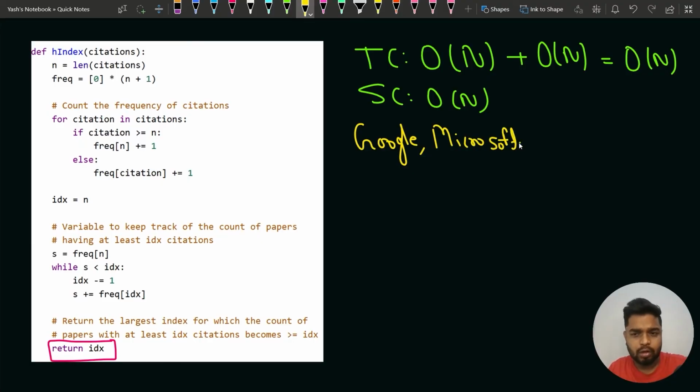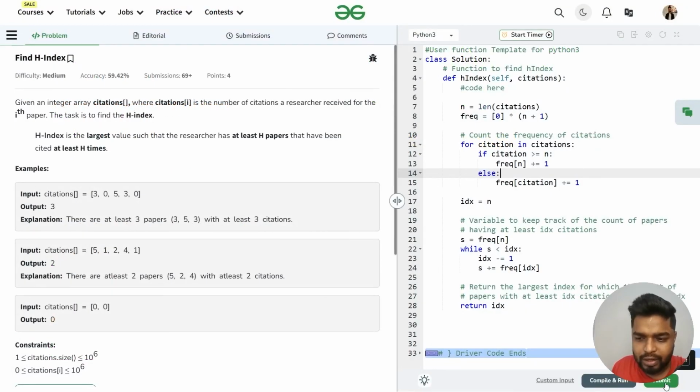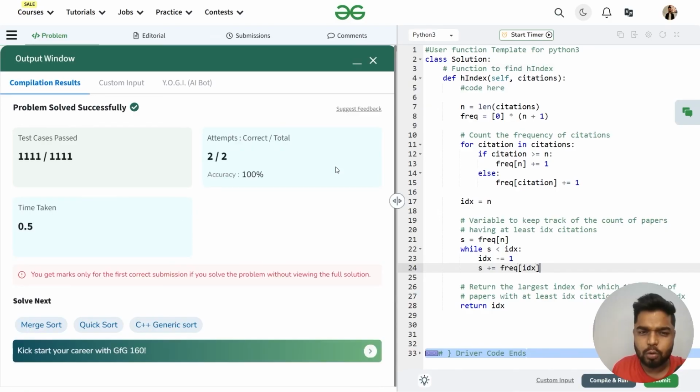Let's quickly submit the code. Let's try and write the code and submit it to see if it is getting accepted or not. So let's now try to submit the code. You can clearly observe that the code is getting accepted.